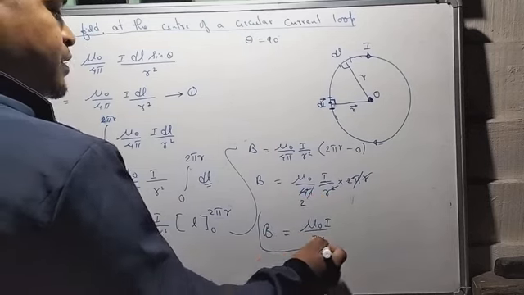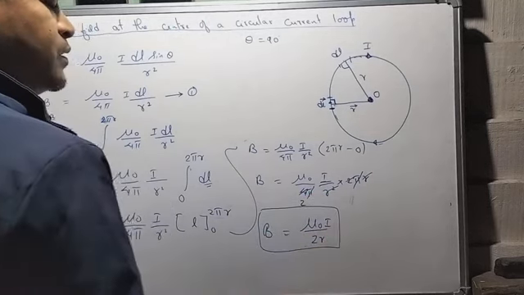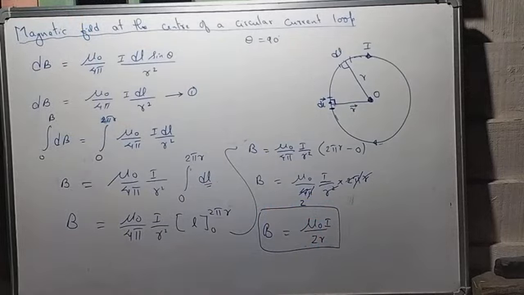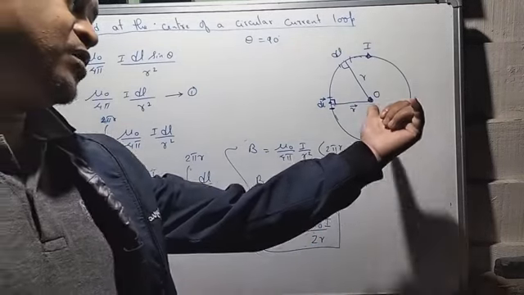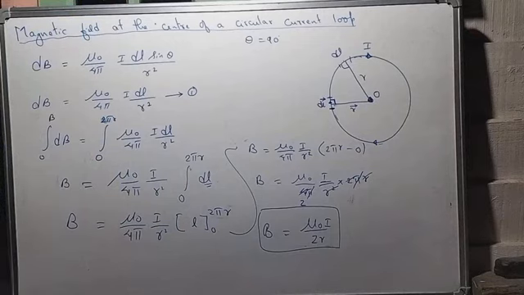So this is how we find the magnitude of the magnetic field at the center of the circular loop carrying a current I. So please do study well about this topic. This is very important. It may be asked again in exams about this derivation.